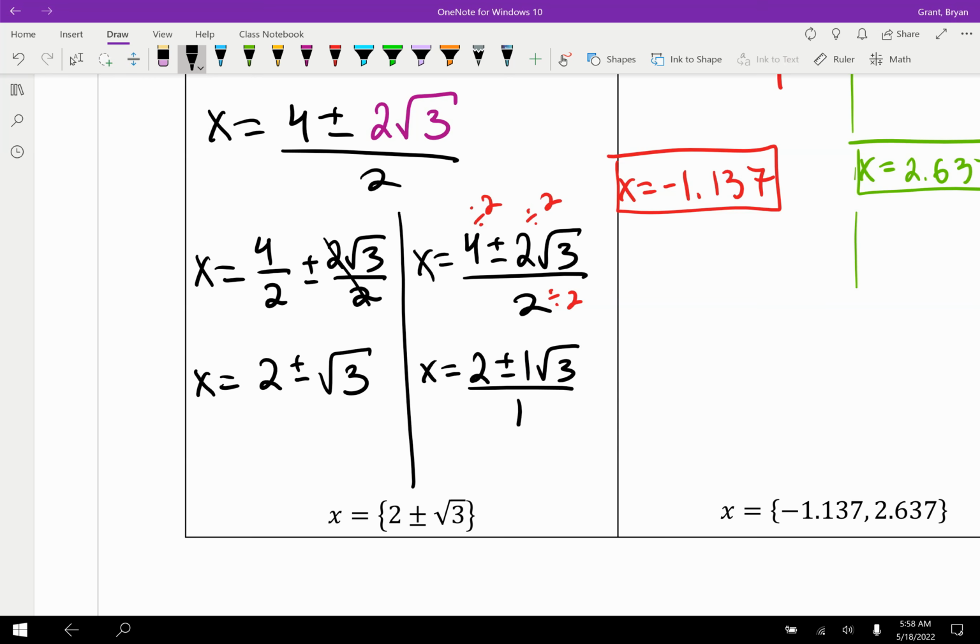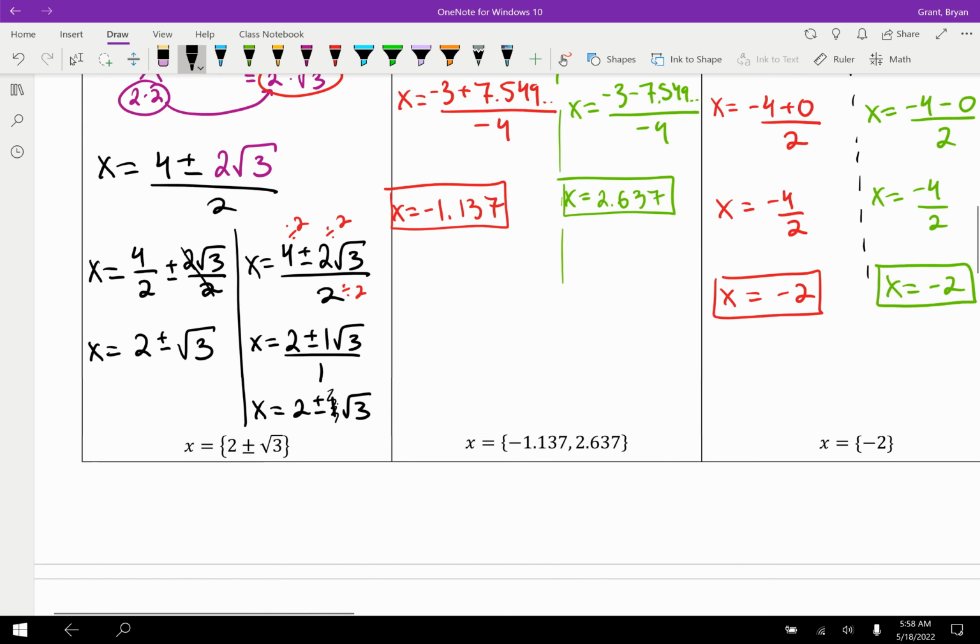And don't forget our invisible ones, right? If you're dividing by 1, we really don't need to write that. And if you have 1 times the square root of 3, you don't need to write that. And we end up with 2 plus minus the square root of 3. So again, 2 ways to do this problem. Both of them will get you to the answer. Make sure you understand both methods.